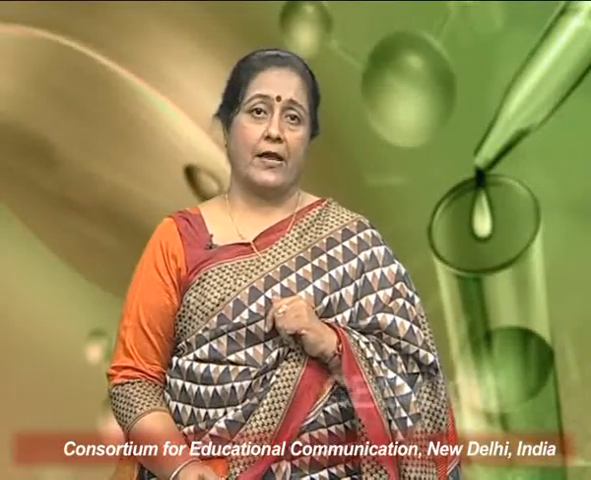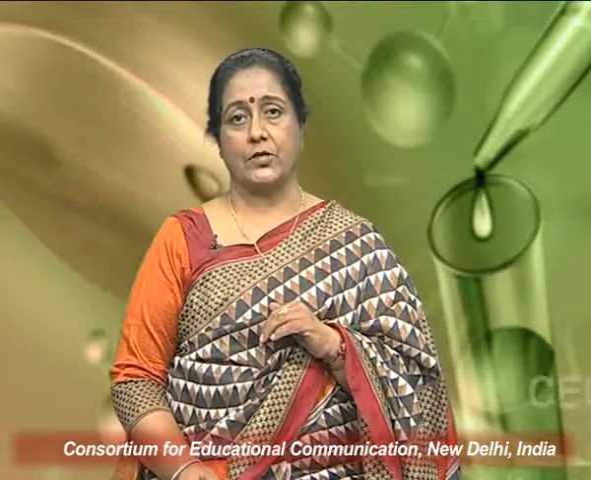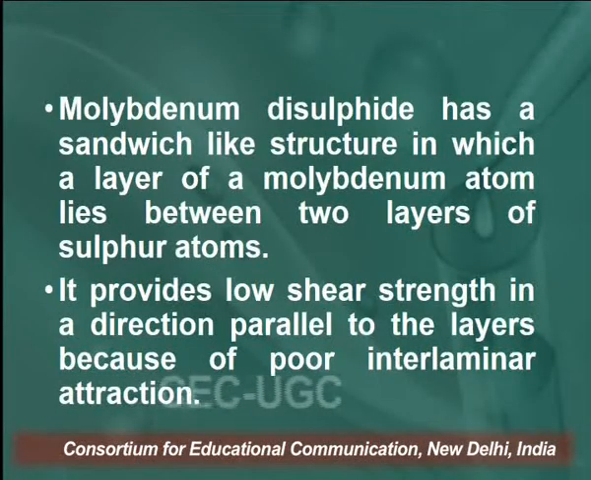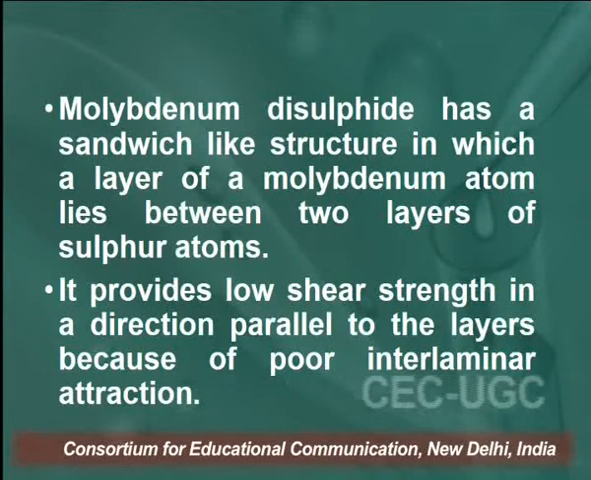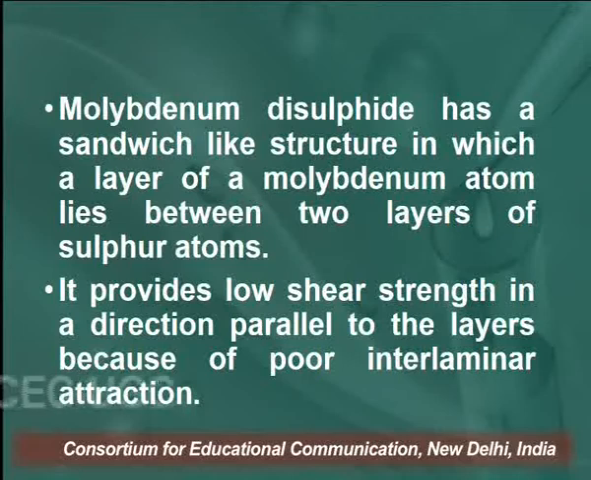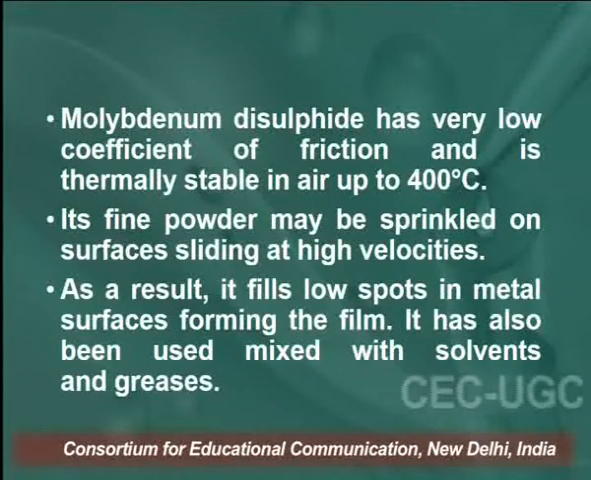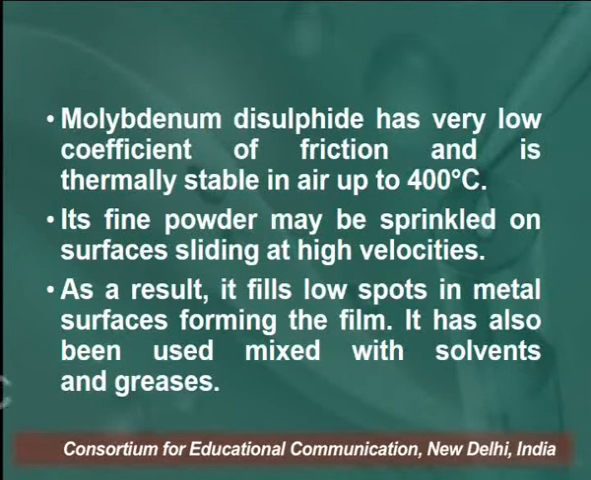Molybdenum disulfide has a sandwich-like structure in which a layer of molybdenum atoms lies between two layers of sulfur atoms. It provides low shear strength in a direction parallel to the layers because of poor interlaminar attraction. Molybdenum disulfide has a very low coefficient of friction and is thermally stable in air up to 400 degrees centigrade. Its fine powder may be sprinkled on surfaces sliding at high velocities.